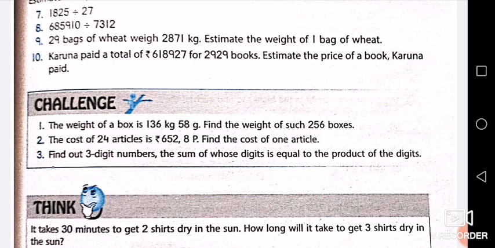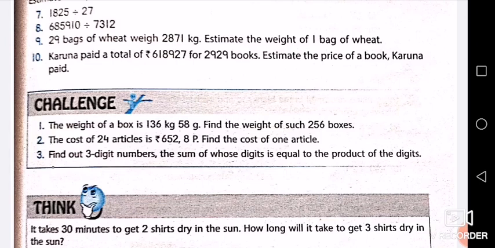So what you have to do is estimate the weight of 29 bags. Instead of 29, you will round off the number of bags also. So the estimated number of bags will be 30 instead of 29. First of all we have to round off all the numbers, like 29 bags. What will be the round off of 29? 9 is greater than 5, so 1 will be added on the 10s place. That will become 30.